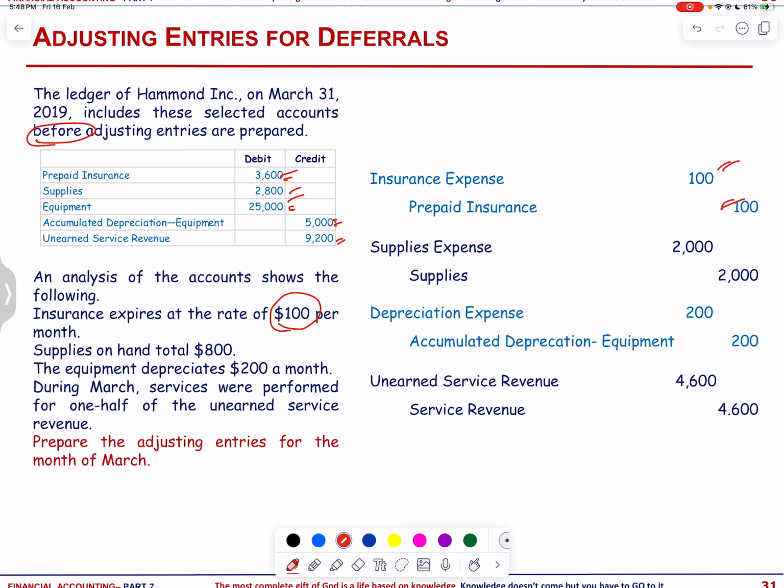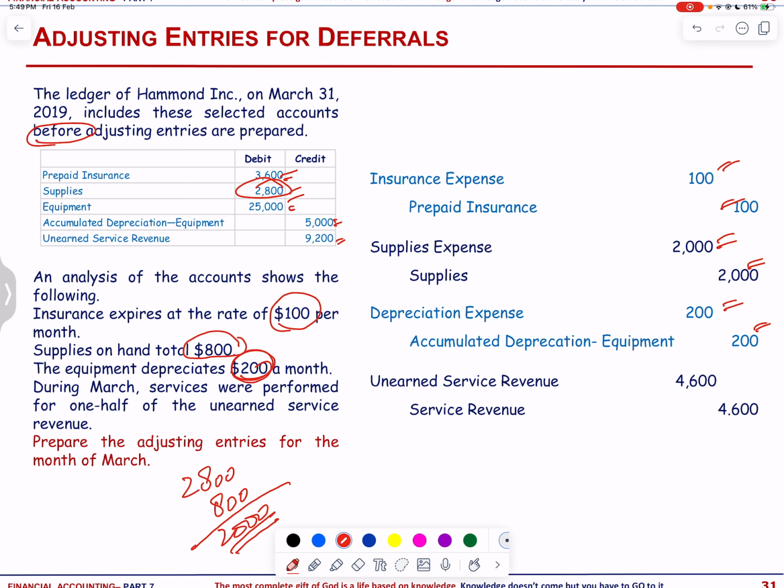Now supplies on hand is 800. Now if you look into the supplies, it is 2,800, and now on hand is 800 with us. That means 2000 has been consumed. So supplies expense is debit and supplies is credit by 2000. Then the equipment depreciates at 200 per month. So that is easy. Depreciation expense is debit and accumulated depreciation equipment is credit by 200. So the accumulated depreciation is going to be credited by 200 in this case.